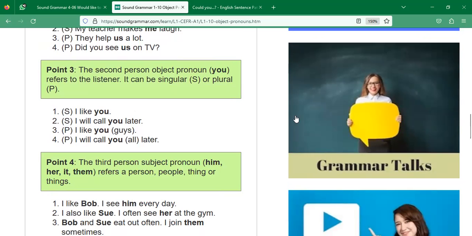For example, Gabriela, can you help me with these examples, please? Okay. I like you. I will call you later. I like you. I like you guys. I will call you all later. Okay, excellent, very nice. So again, you remember it can be for one person, singular, or you can be for many people, guys, or all of you.